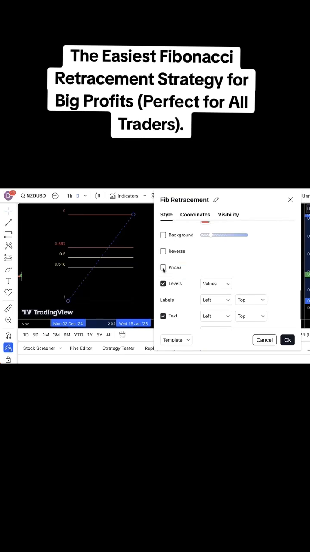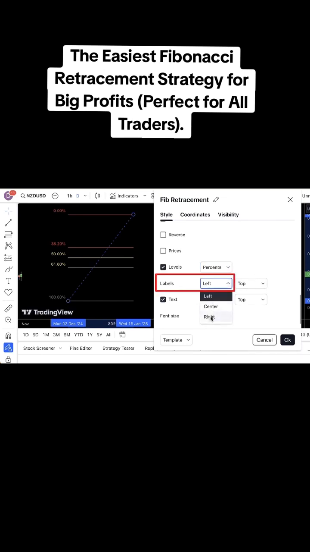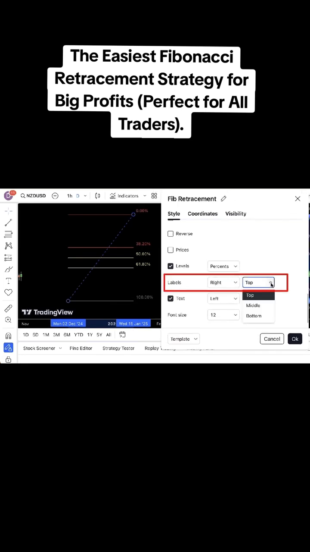Next, to make the tool even more user-friendly, switch the values from decimals to percentages. Click on the drop-down menu where it shows the values, select %, and now your Fibonacci levels will display as percentages. To make the tool easier to read, adjust where the percentages appear. Under Labels, select Right so the percentages show up on the right side of each level line. Then, select Middle to position the percentages right beside each line, instead of above it.